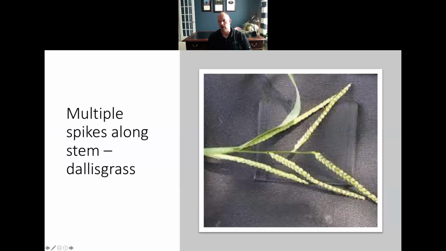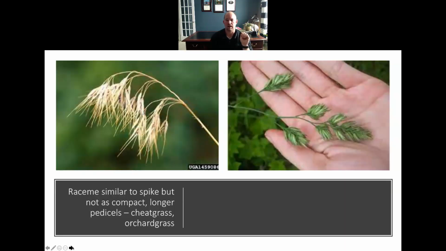This would be more of an alternating set of spikes along the stem. So again, the whole premise is that you can have a slightly different variation when it comes to the spikes. Panicles are pretty much panicles, and the racemes are pretty much racemes, but when we talk about the spikes, there is a little bit of variation in there, whether it's a single spike or you can have multiple spikes on the stem.